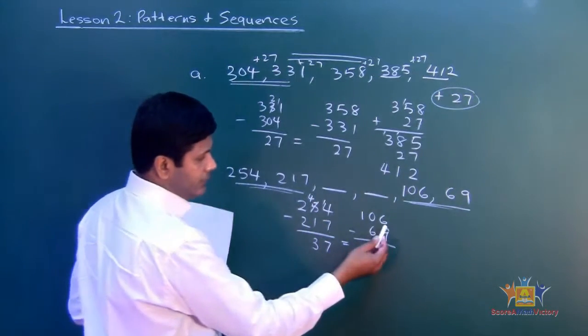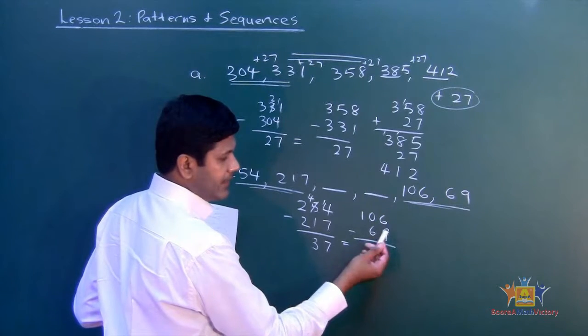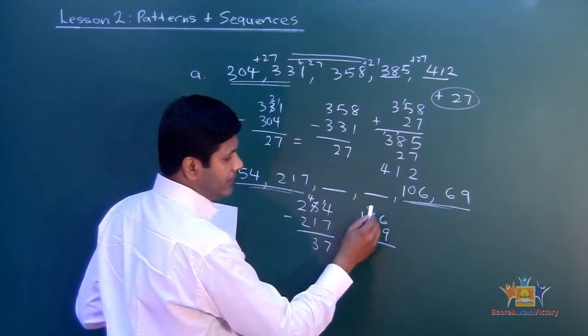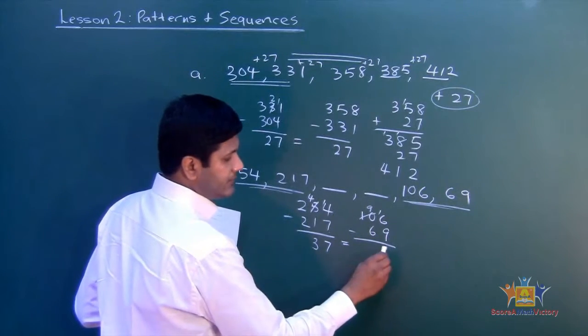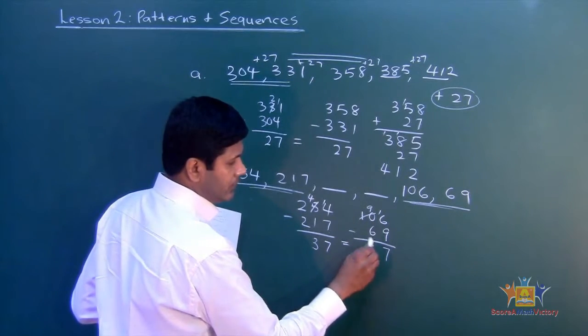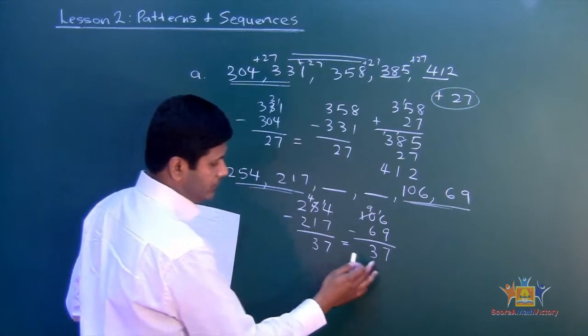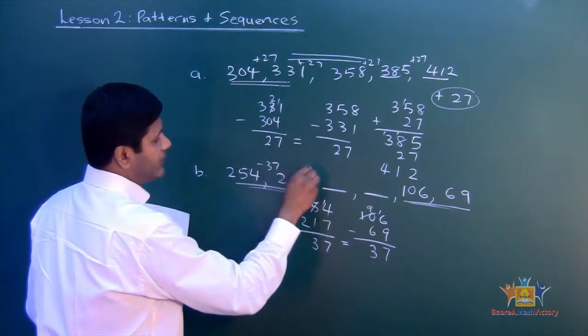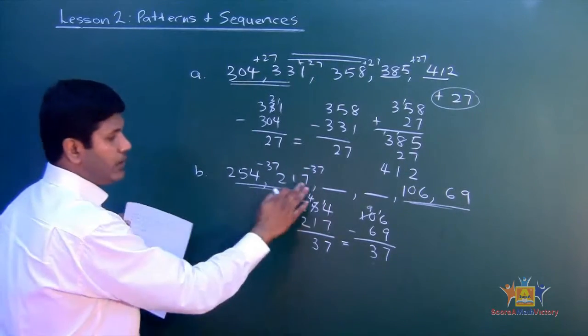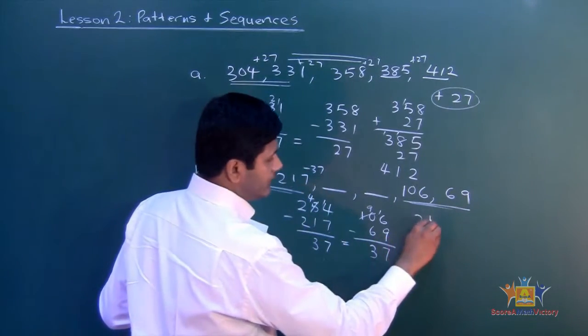Okay? Now let's look at this one. 6 minus 9, I can't. Borrow from 10. 10 becomes 9. 6 becomes 16. 16 minus 9 is 7. 9 minus 6 is 3. See, they both give you 37. That means I'm subtracting 37. So 217 minus 37.